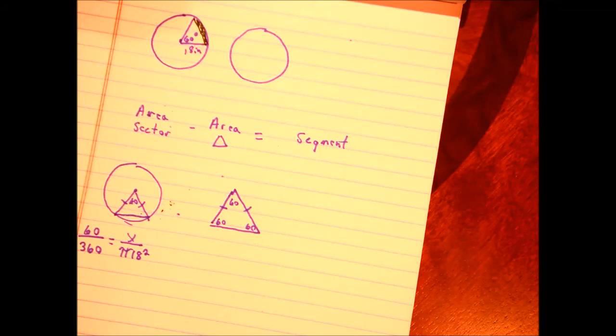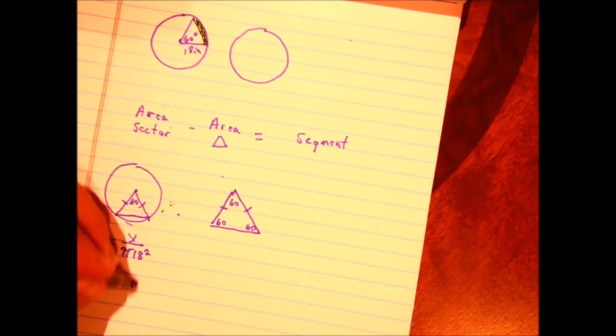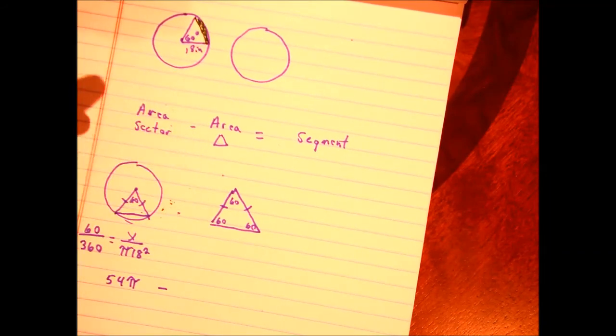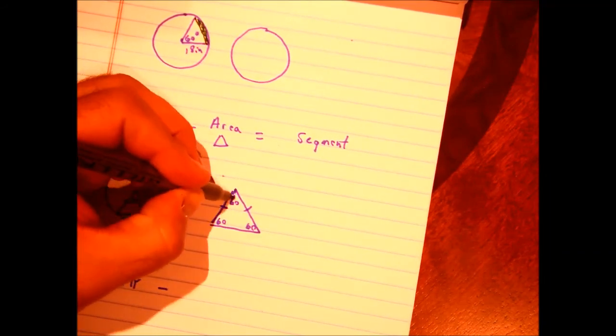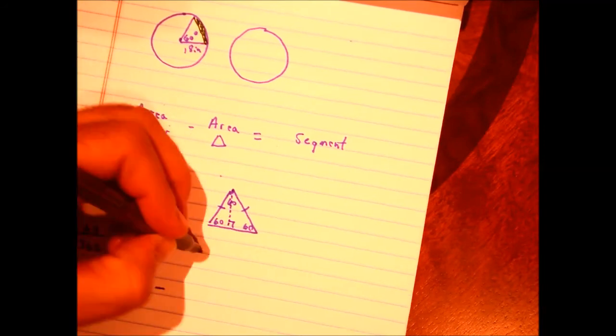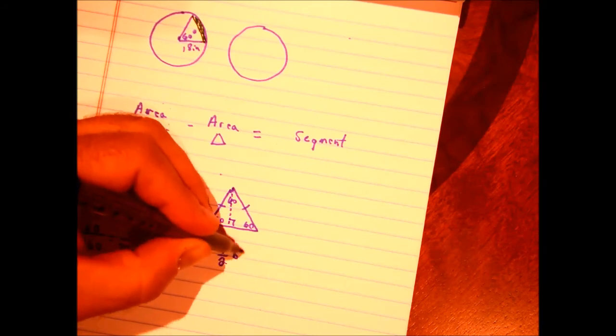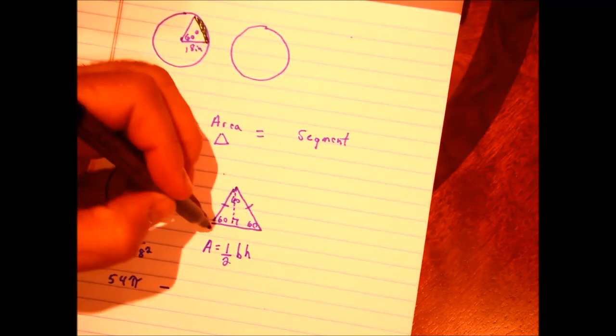So you do 18 squared pi times 60, and then divide it by 360, and you end up with 54 pi. So here's one of my numbers, 54 pi. And I know the next thing is going to be minus, because I got to minus the triangle. So now I'm doing triangle work. And as I'm looking for that altitude, because the area of a triangle is 1/2 base times height. Now, I know the base is 18.